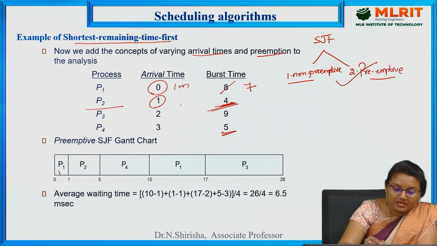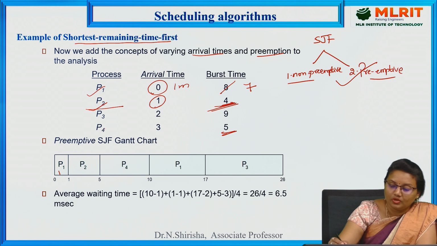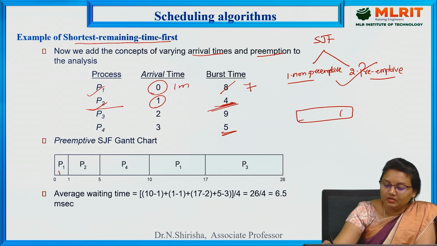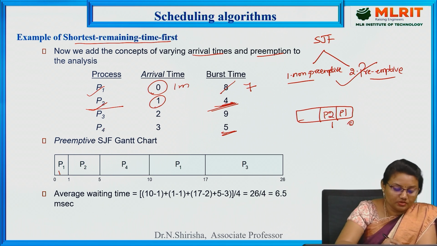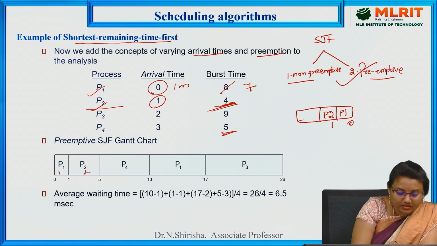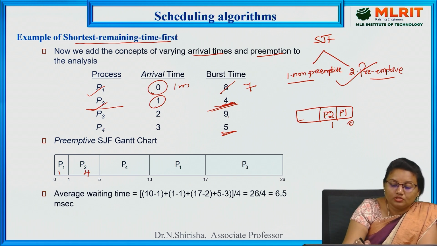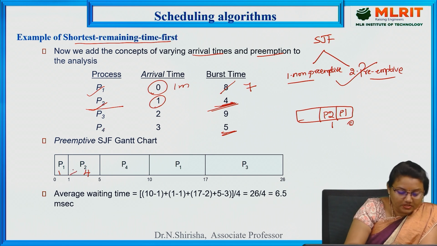At 1 millisecond, P2 has arrived in the ready queue. So, initially there is only P1; after 1 millisecond, you have P2 also. Then P2 has to execute for 4 milliseconds, because at 2 milliseconds, you have 9, which is higher than these two burst times. So, we will complete P2 completely. 4 plus 1 is 5.